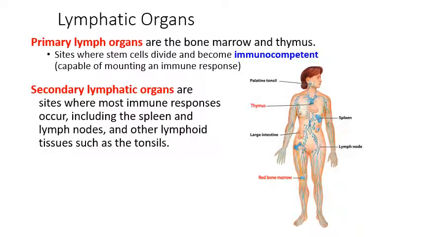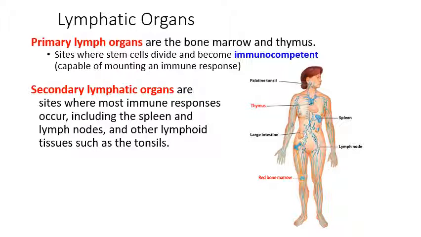All right, so your primary lymph organs are bone marrow and thymus. Bone marrow, remember, is important for the production of blood cells. Most hematopoiesis is happening in the bone marrow, and that's going to be where we're building not only red blood cells, but also all of your white blood cells, which is why it's important here for immune function.